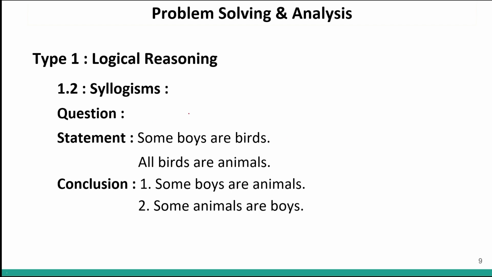In this question, two statements are given to us. Some boys are birds, all birds are animals. So these are the elements. We have three elements: boys, birds, and animals. These are the only three elements. Whenever you solve questions on syllogisms, we do not follow the logical interpretation.